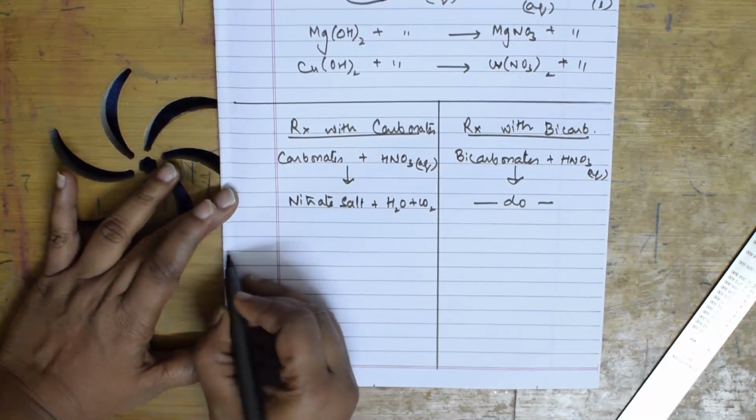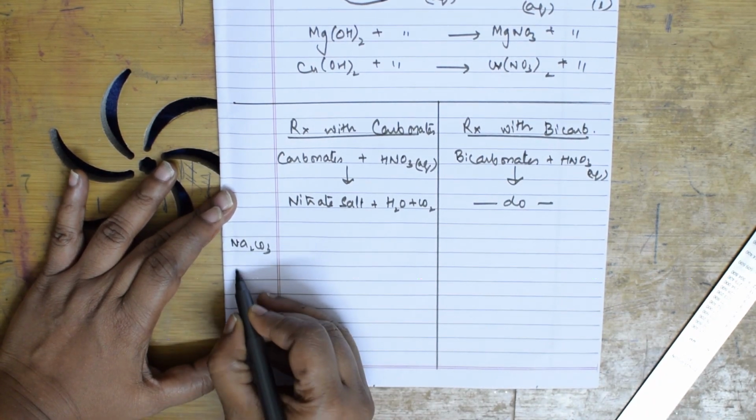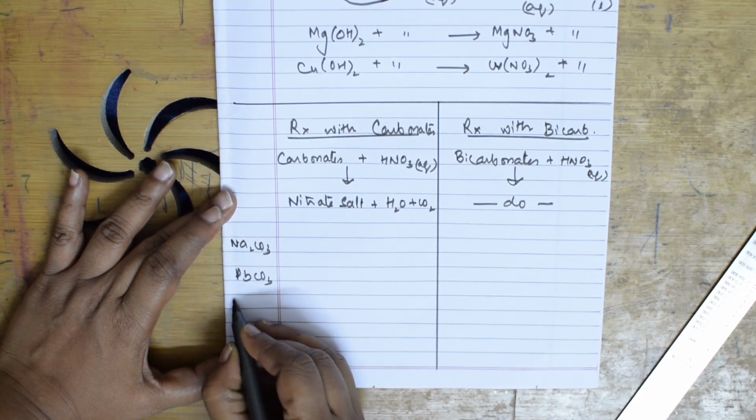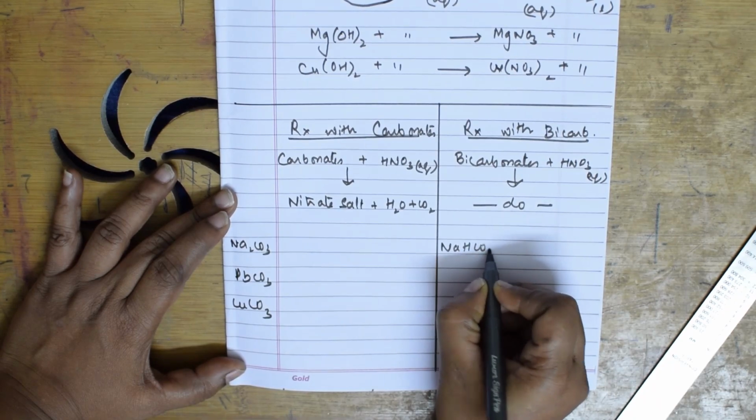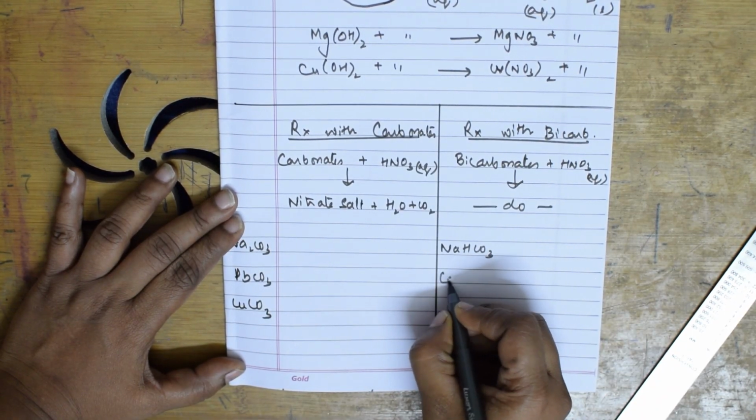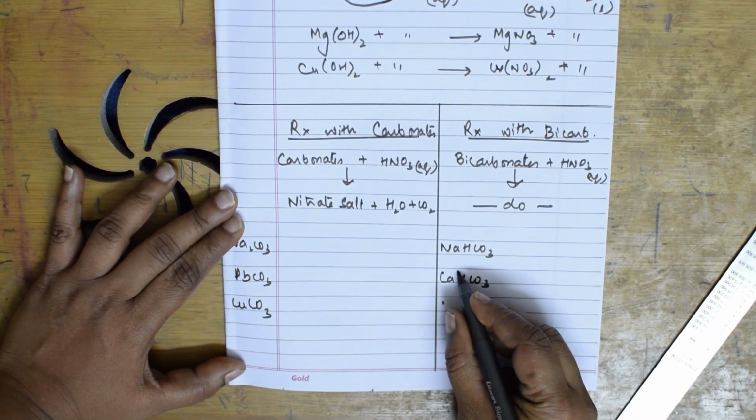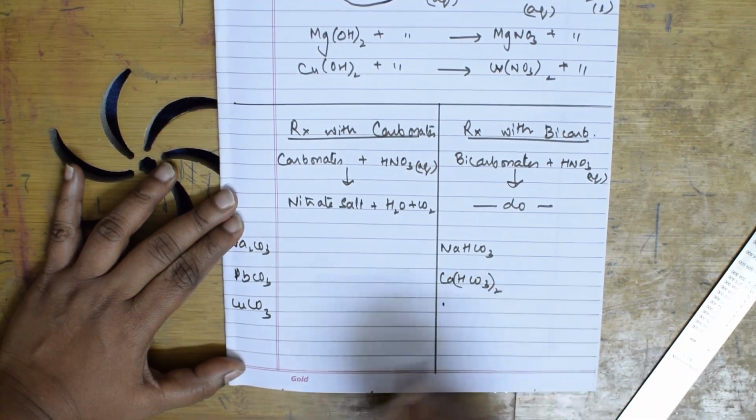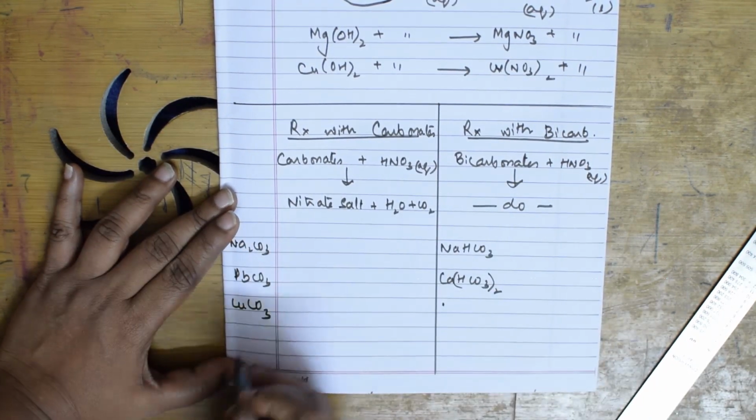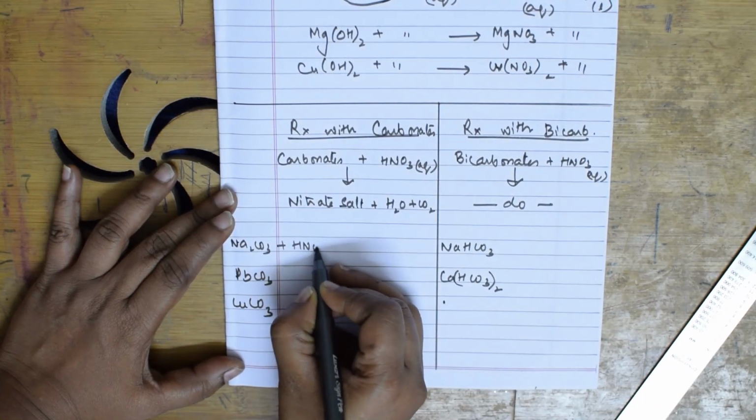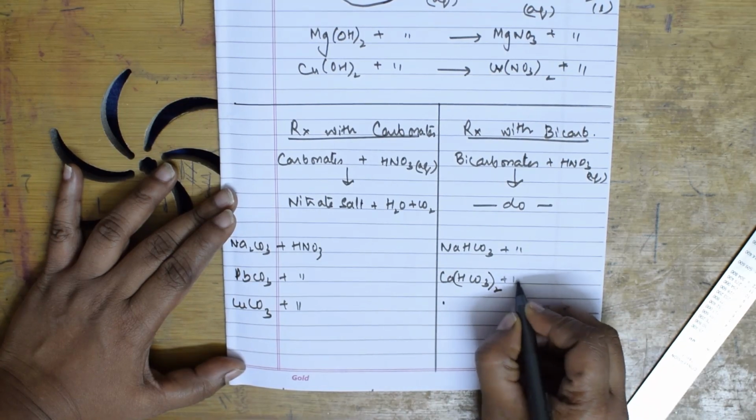Let us take one example. Let it be sodium carbonate. Let it be lead carbonate. Let it be copper carbonate. Right here, let it be sodium bicarbonate. Let it be calcium bicarbonate, this is calcium bicarbonate 2. So sodium, calcium. Okay, done. So here, if I have to add HNO3, same here also, same here also. Here also same HNO3, here also same HNO3.